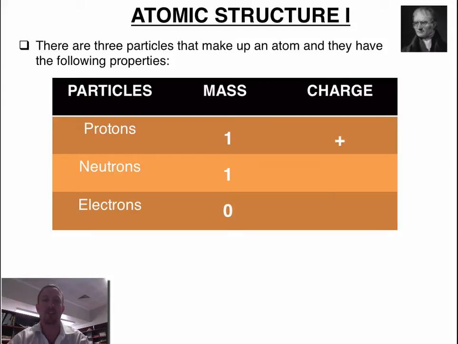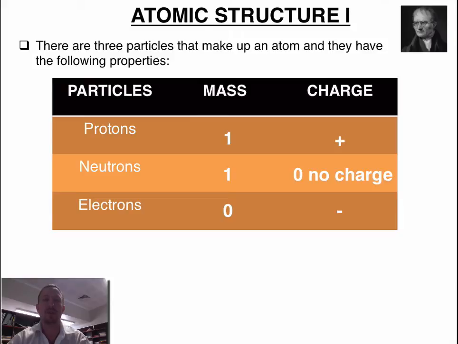As well as mass, we've also got a charge. Protons have a charge which is positive. Neutrons, as you can gather by their name, are neutral. They have no charge. And finally electrons. Electrons balance out the positive charge of the protons by being negative. So the overall charge of an atom is 0 because the protons and the electrons balance each other out.